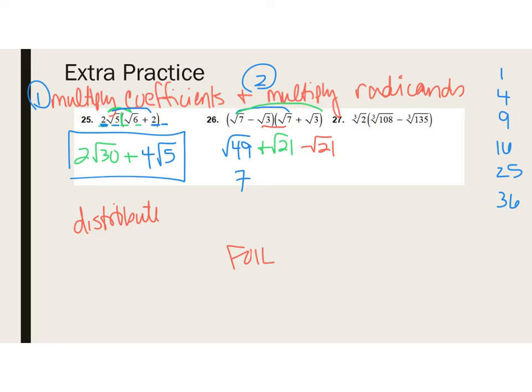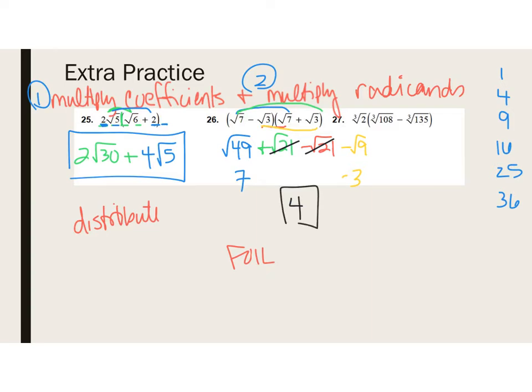And then for last, a negative square root of 3 and a negative square root of 3 is a negative square root of 9, which is a negative 3. Okay, notice that your two middle ones cancel, and you have 7 minus 3, which is just 4 as the answer. Now, a couple things.